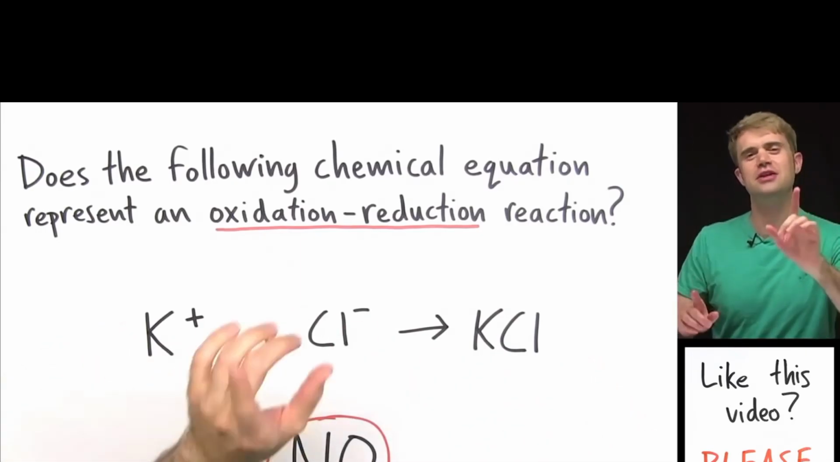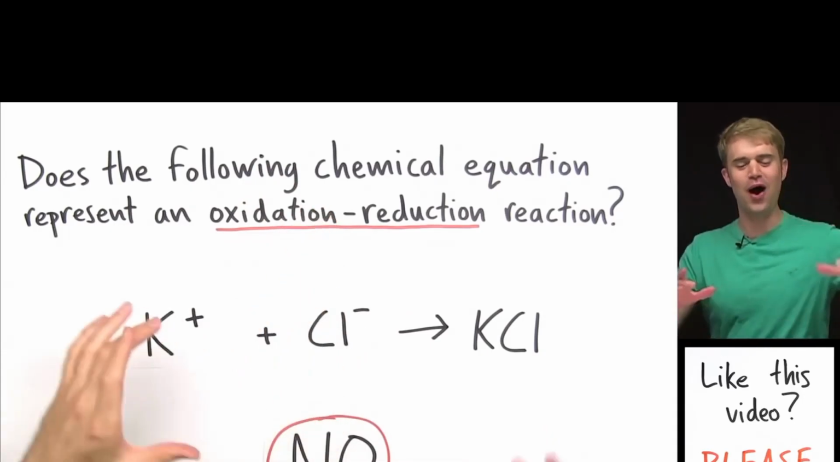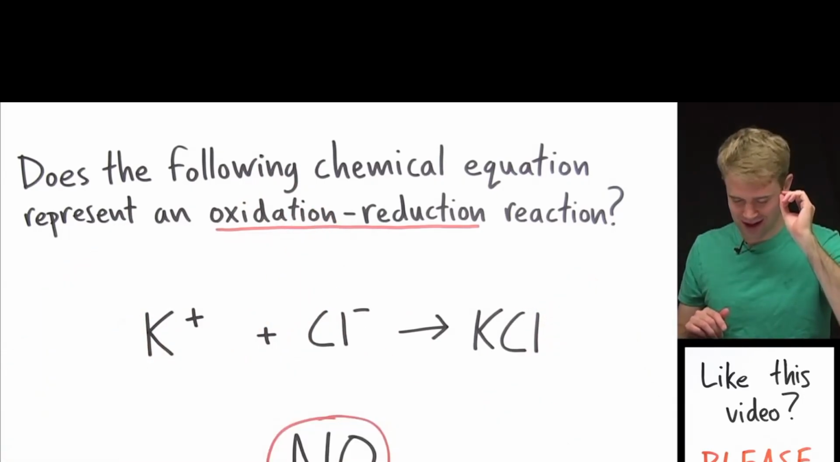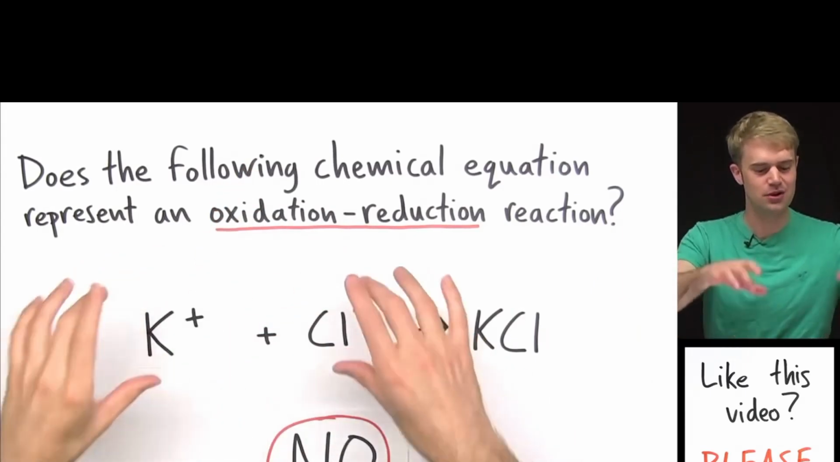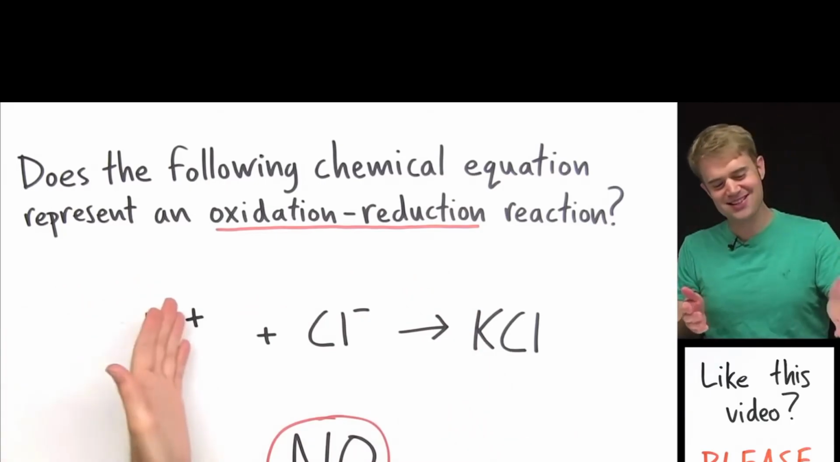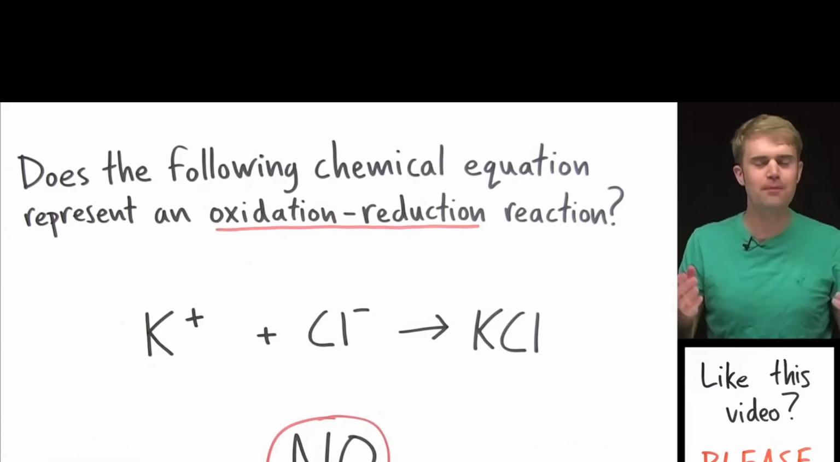So if you got this wrong, I'm not a professional mind reader, but I want to try to read your mind right now and guess why you thought this was a redox reaction. I'm guessing it's because you saw the plus and the minus, you saw these charges here, and you realized we were dealing with ions, and you thought, yeah, pluses, minuses, charges, ions, these are things that we see in oxidation reduction reactions. Well, you're half right.